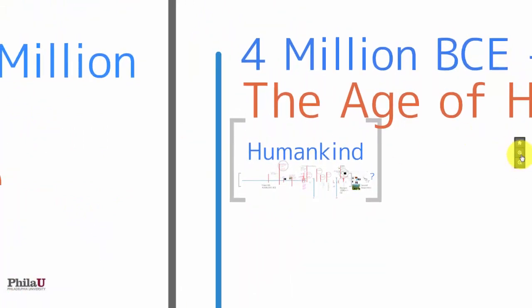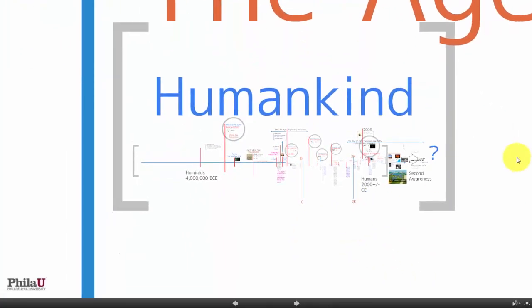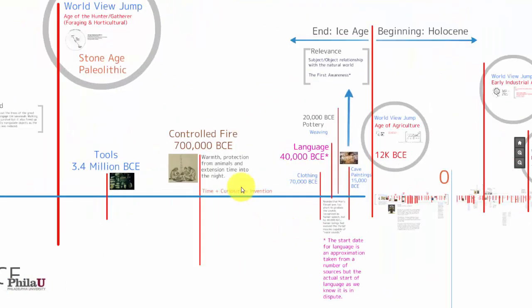And I'm going to go back and hit this guy again. And as you see, as I zoom in, I start to see all these little itty bitty pieces of information. Oh, look at this. You're not going to be able to pick controlled fire as an invention because we've already selected it. You're not going to be able to pick tools or language or pottery or weaving or clothing or cave painting.